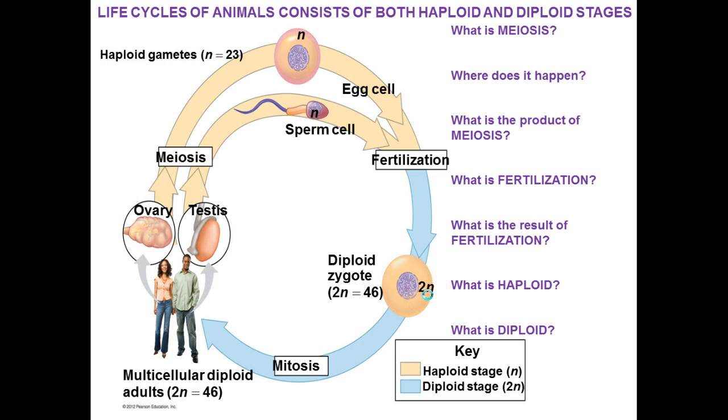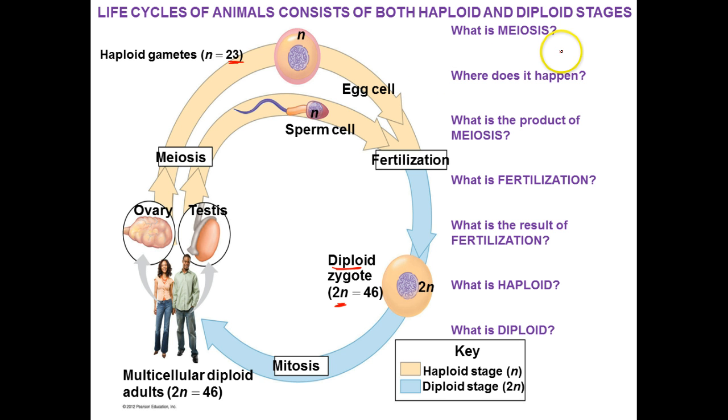All right, so life cycles of animals consist of both haploid and diploid stages. Now, what does that mean? If you remember, the word haploid means one set of chromosomes, and diploid means two sets of chromosomes. So notice 2n represents two sets and the number of chromosomes, and haploid means half that chromosomes.